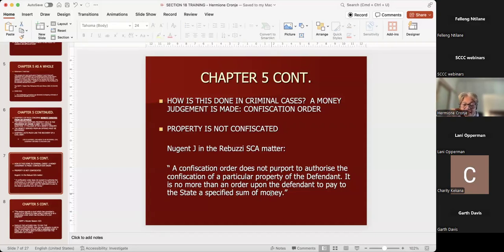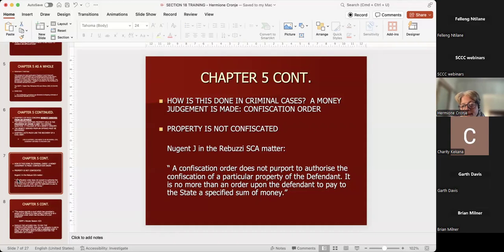and locate the asset. In fact, Rebutsi went one step further, because the state in that case decided to bring a restraint application against a property owned by the accused. And the accused in that case could in fact prove that that property was inherited by her from her mother, who had passed on.